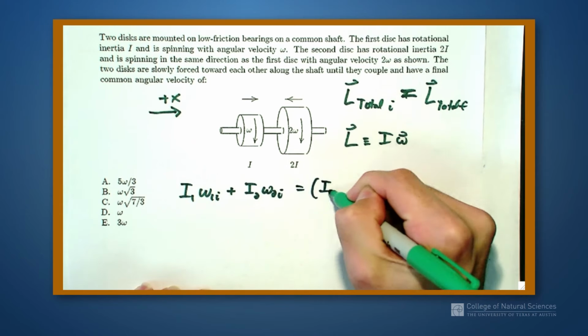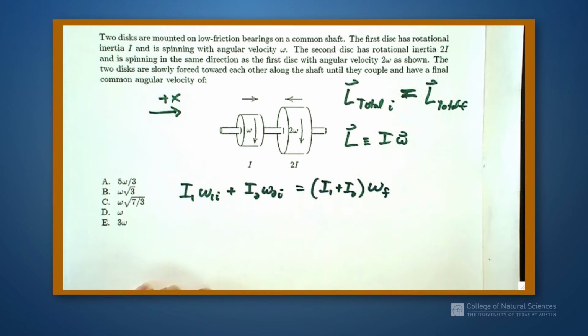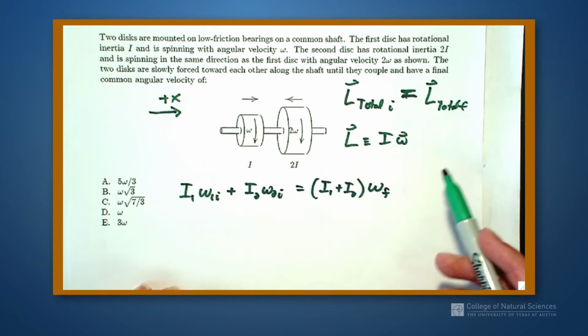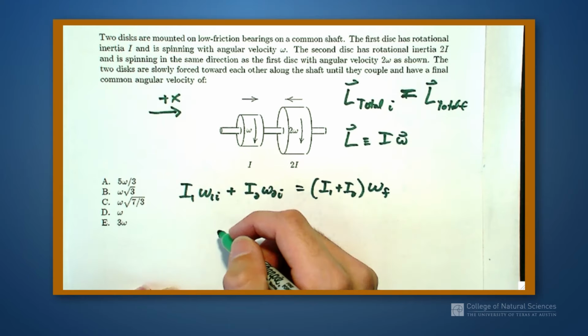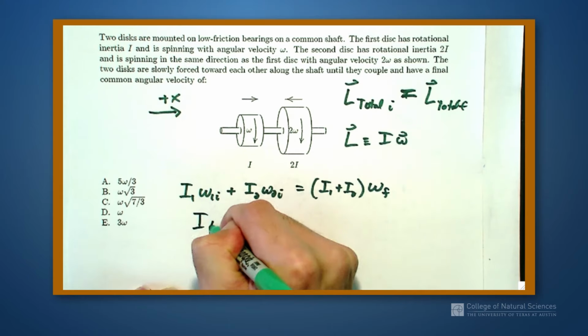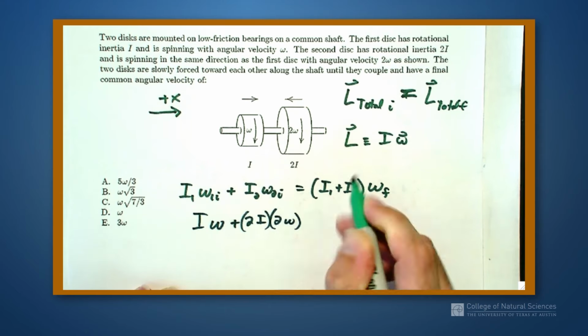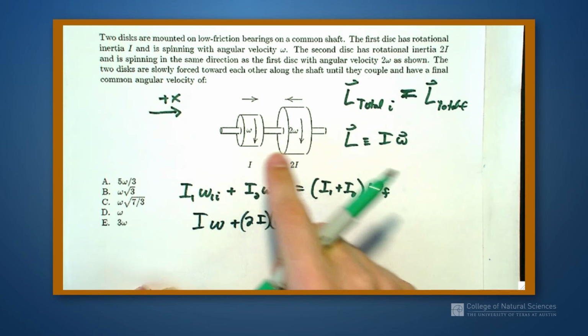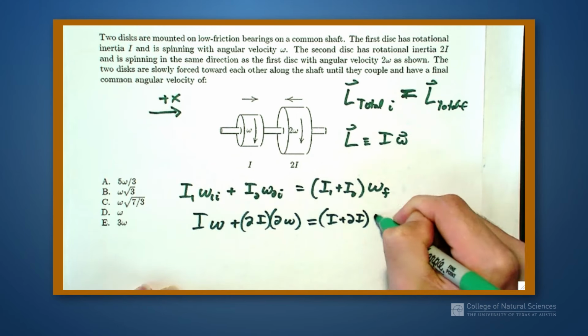So this is going to be I1 plus I2, and they're going to both end up with the same final angular velocity. And this looks like just an inelastic collision, but rotating, and that's what it is. So let's plug in some values. We have I omega plus 2I times 2 omega, so 2I, 2 omega, and 1I, 1 omega. And this is going to be equal to I plus 2I times omega final.